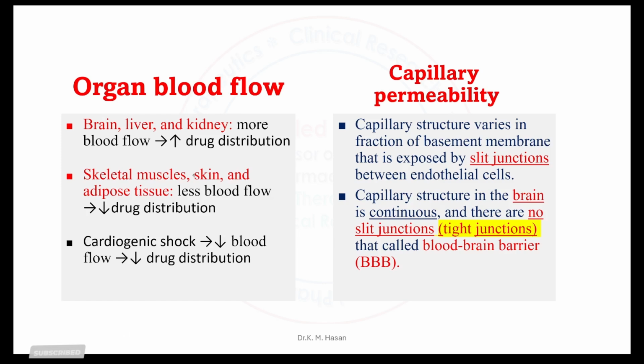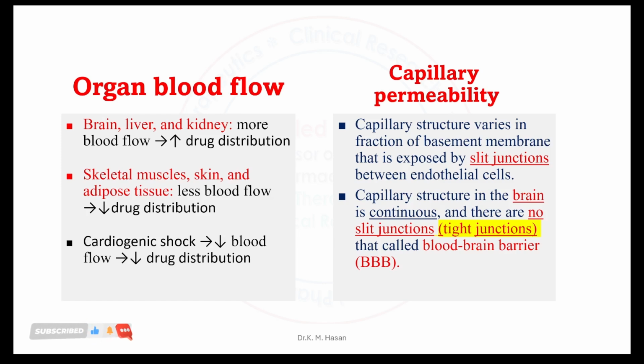However, on the other side, other organs or tissues such as skeletal muscles, skin, and adipose tissue have less blood flow. Therefore, we have less drug distribution to these organs. We need to remember what happens during cardiogenic shock. For example, when you have cardiogenic shock, we have less blood flow. This will lead to decreased drug distribution.